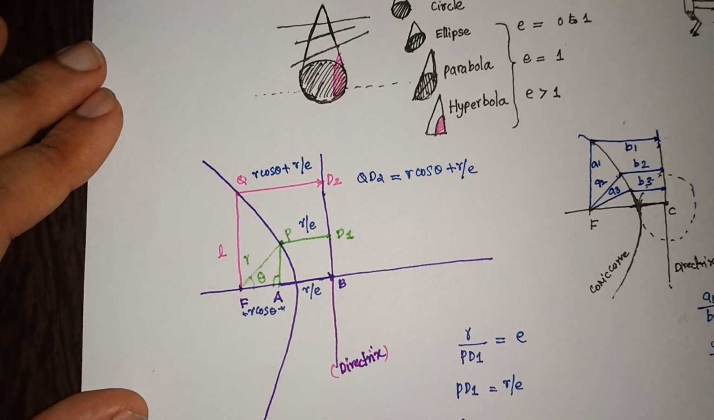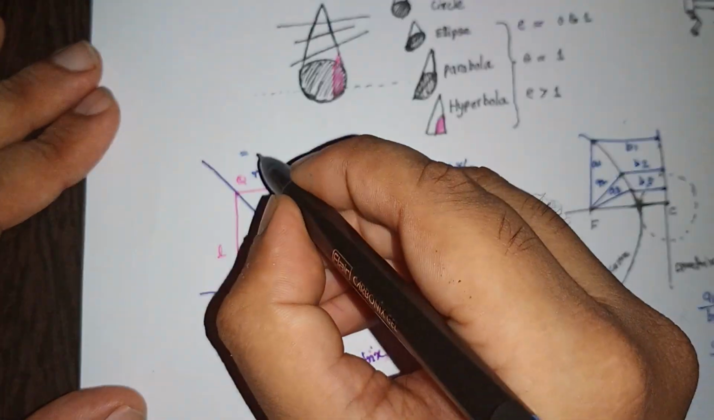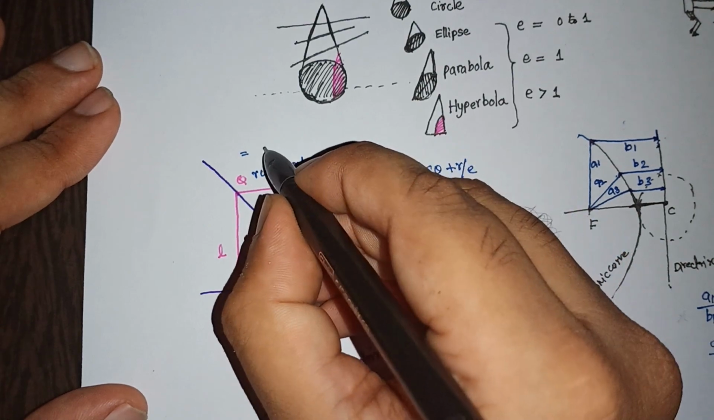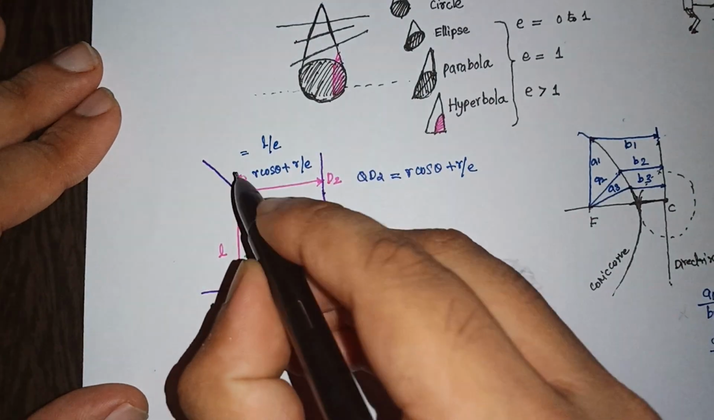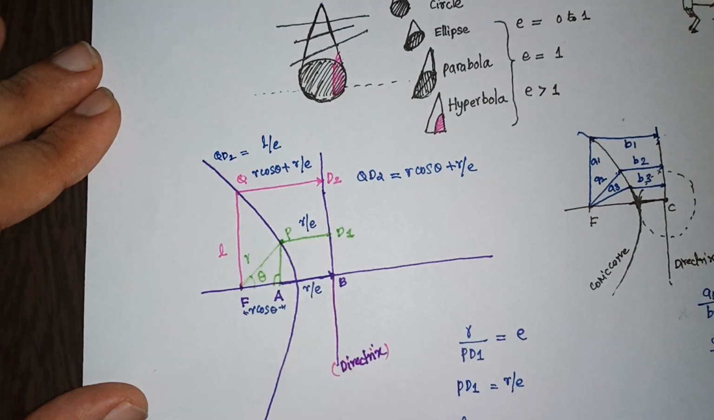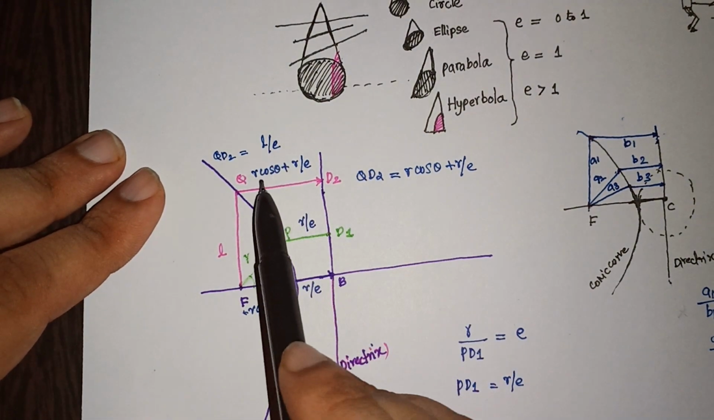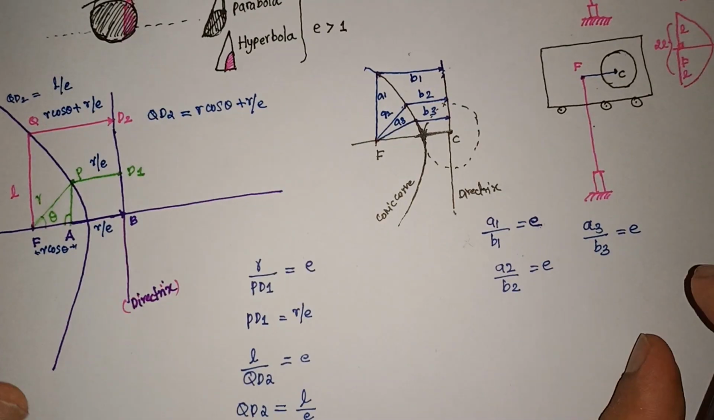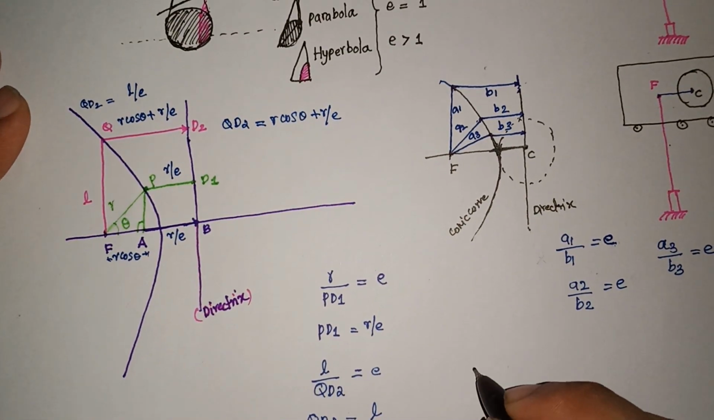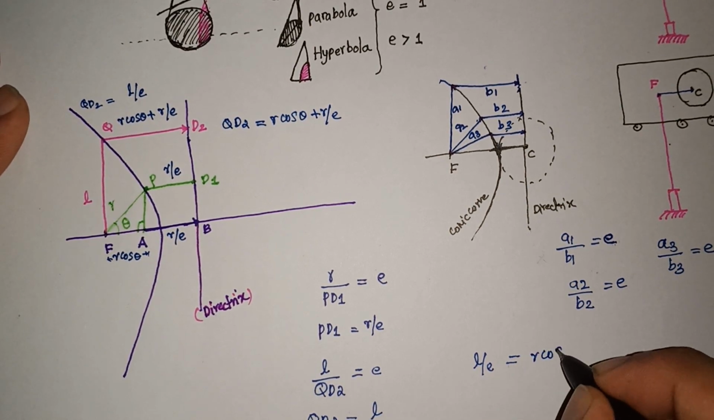Again, you mark that here. So your QD2 is also equal to L divided by E. Now you look at the curve. Your QD2 is equal to L by E, but as per the geometry you have R cos theta plus R by E. So what you do? You equate it. That means your L divided by E is going to be equal to R cos theta plus R by E.